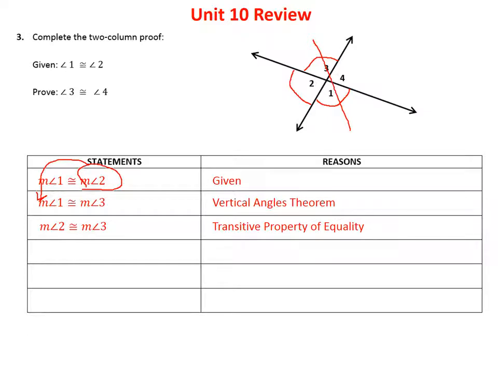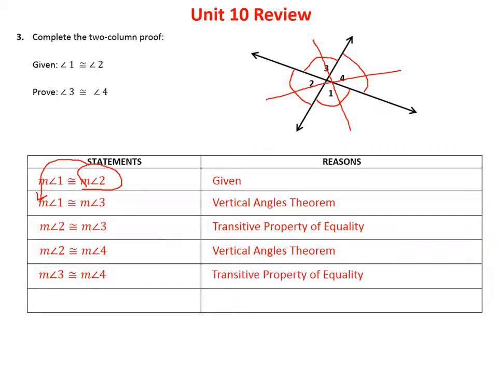And notice, by the way, when I marked it here, I should have noticed that if these two are equal, then these are equal, and then, oh, by the way, these must be equal too. Similarly, my next step, I know that 2 equals 4. Why do I know that 2 equals 4? Because they're vertical angles too. And then by the same process, notice that if 2 equals 3 and 2 equals 4, then by the transitive property, 3 must equal 4. And therefore we've proved it.